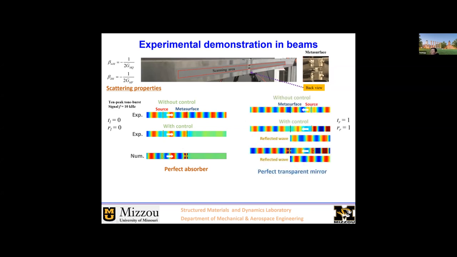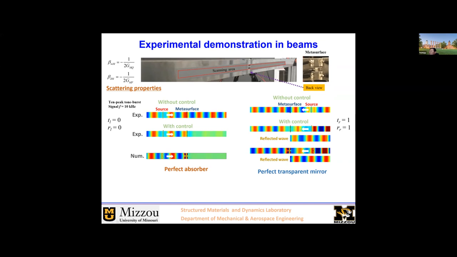And you can give any objective function. For example, this one is called the perfect absorber. Then if you want to have a perfect transparent mirror, you propose the function such that the transmitted wave is 100% and the refracted wave is 100%. Basically here, you convert the mechanical energy to electrical energy and back to mechanical energy. In the absorber case, the mechanical energy is totally converted to electrical energy.